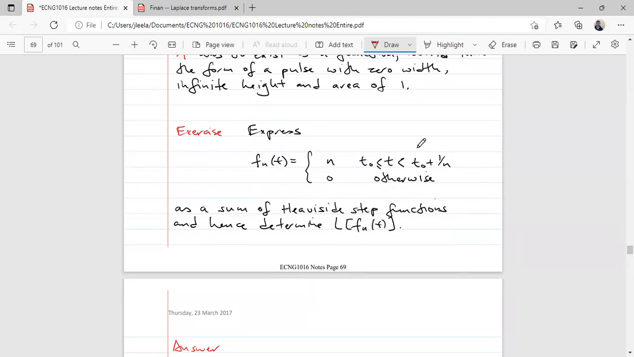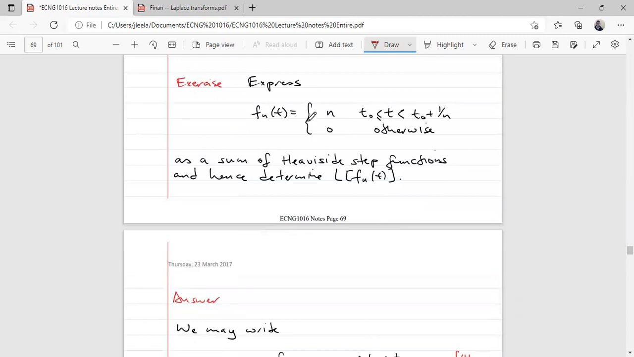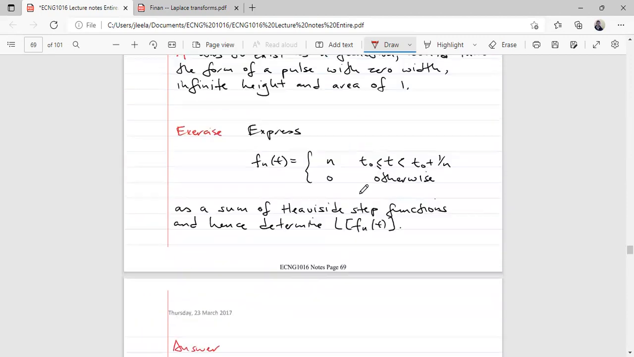So here again, we have the general function here, right? As the sum of Heaviside step functions, and hence determine the Laplace transform of f_n(t). So you want to express the general function here as the sum of Heaviside step functions, and hence determine the Laplace transform of f_n(t). And we know how to do this, right? Remember, this is the first interval here.